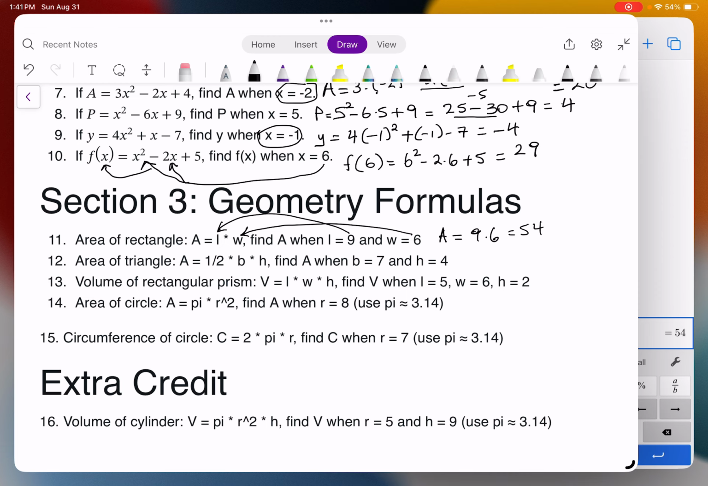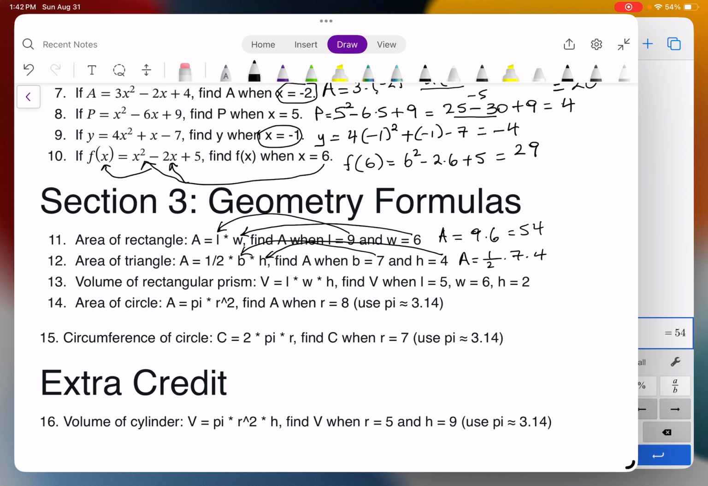Number 12, very similar and kind of simple. Go ahead and pause the video and try it on your own using calculator. Join me when you're ready. A equals 1/2 times 7 in place of b, 4 in place of h. So we have 1/2 times 7 times 4.